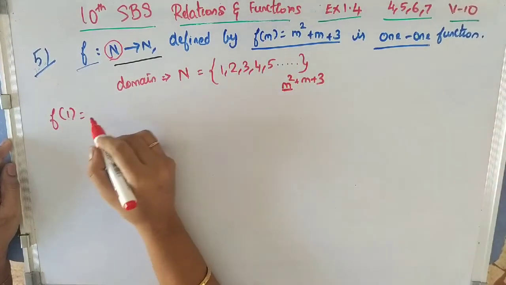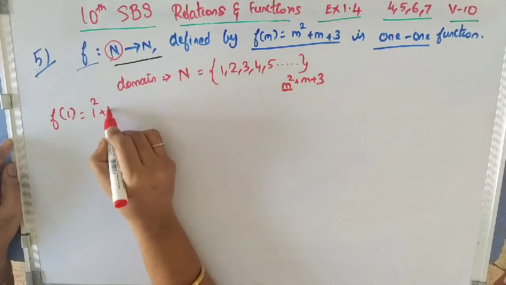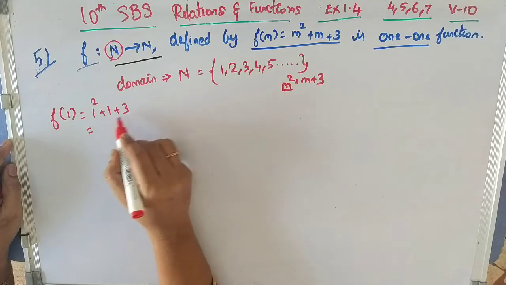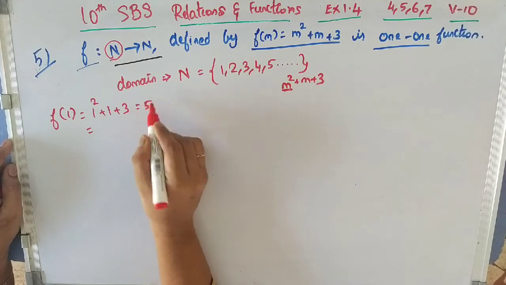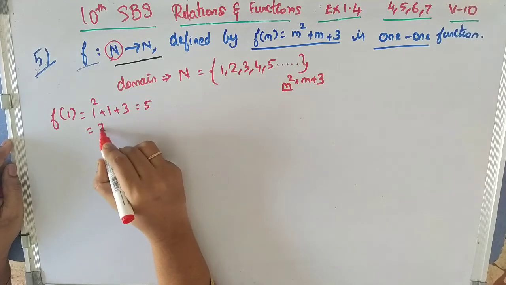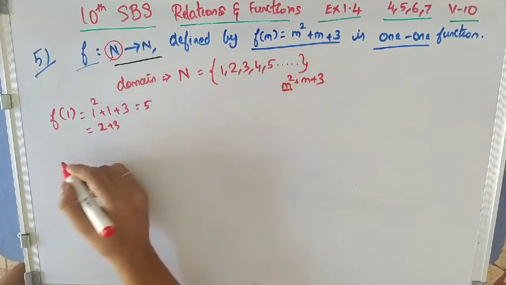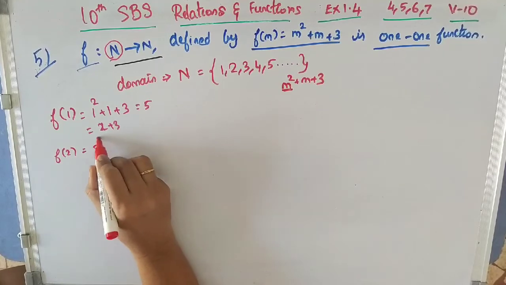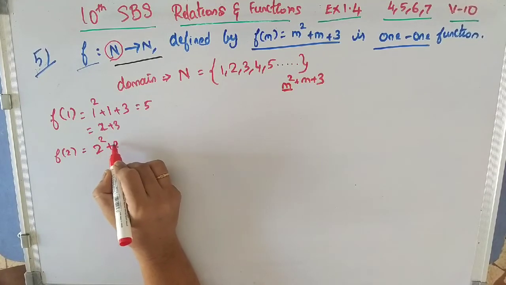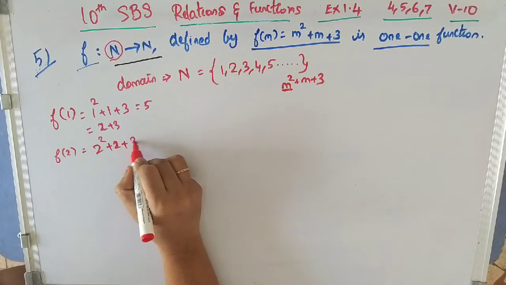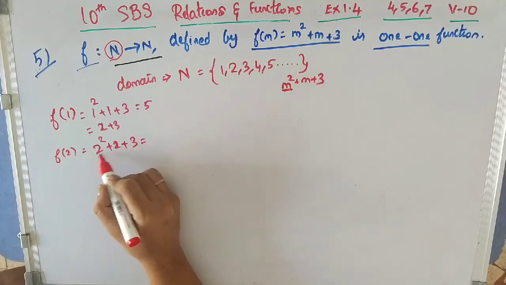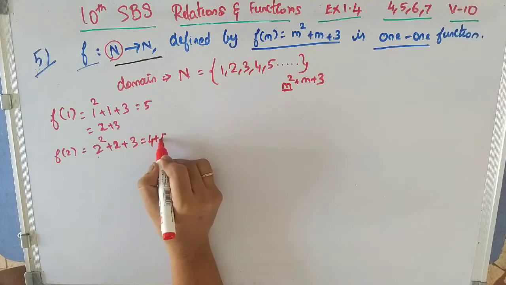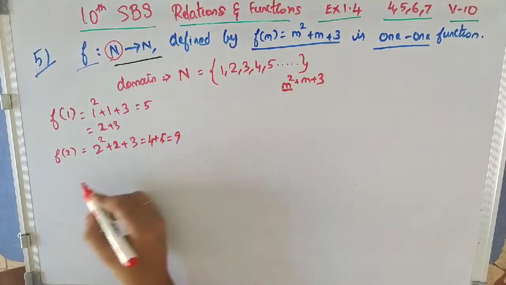f of 1 is equal to 1 squared plus 1 plus 3. 1 squared is 1, 1 plus 1 plus 3 is 5. Clear? That is 5. Now next one is f of 2, isn't it? So m squared plus m plus 3, therefore 2 squared plus 2 plus 3. That is 4 plus 5. 2 squared is 4, plus 5 which is equal to 9.